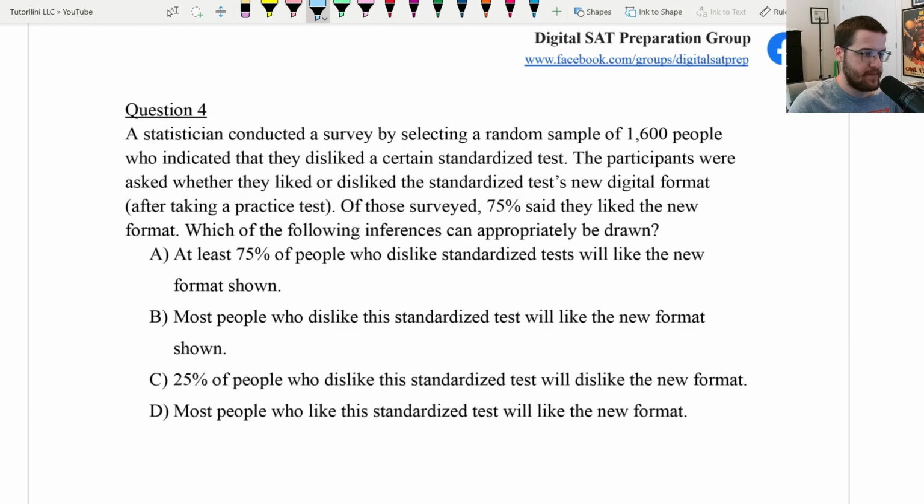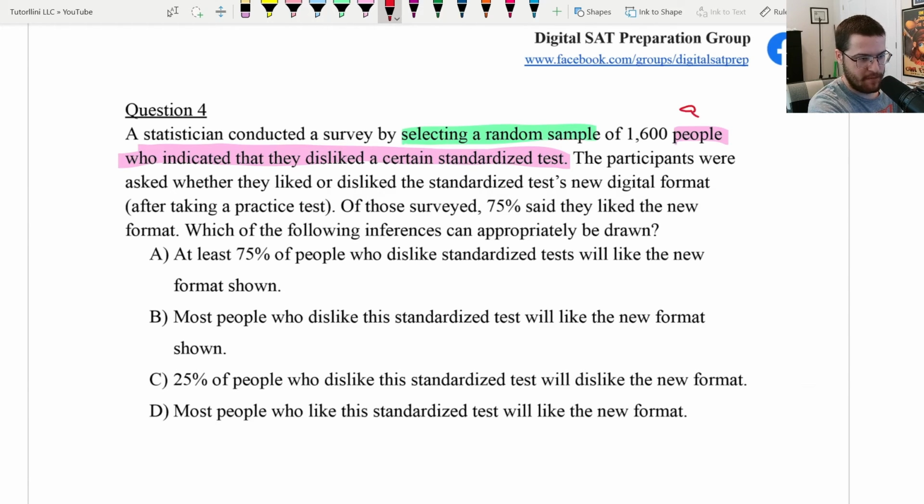So let's see here. It does say it was a random sample, so they were selected at random. So that means, based on the first table, that I can generalize to the population. Now I'm going to try to figure out the population. So it says of 1,600 people who indicated that they disliked a certain standardized test. Remember, we're going to kind of chop off that number.